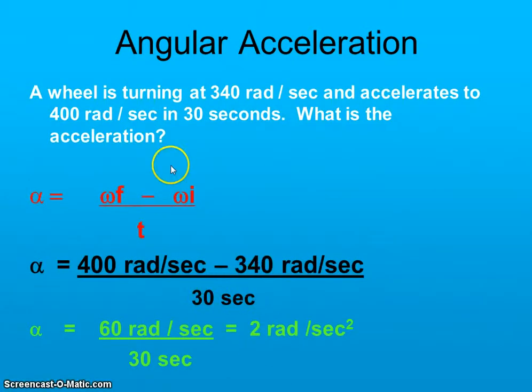Alright, for a problem, we have a wheel turning at 340 radians per second. That's the first one, so that's going to be initial. And it accelerates to 400 radians per second in 30 seconds. 400 radians per second would be your final, and 30 seconds, that would be your time. Now one nice thing here that makes it nice and easy: this is in seconds and this is in seconds, and so your time is in seconds. Your initial and your final have the same units, so you can subtract them.